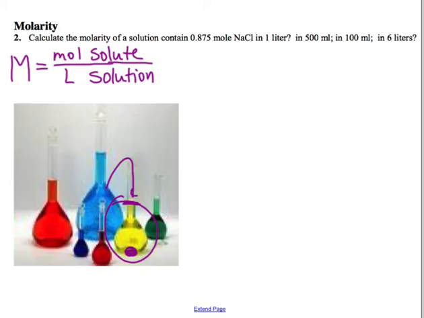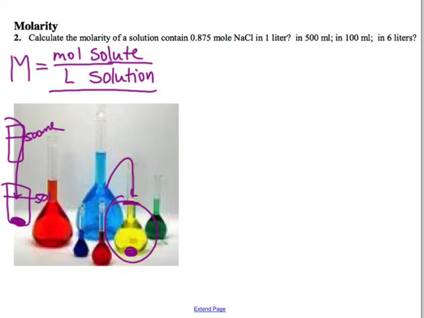That is different than taking 500 mils of water and adding it to a certain number of moles. Do you see the difference? Because of the amount of space these moles take up, this could end up being more than 500 mils of solution. All right? So by definition, it has to be total liters of the full solution to be a molar solution.